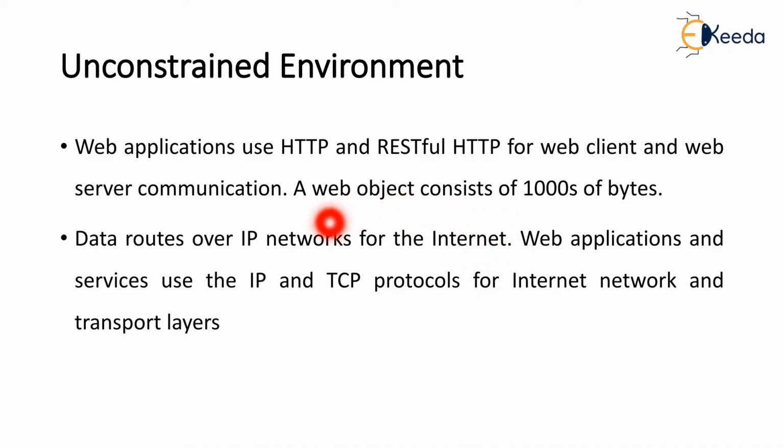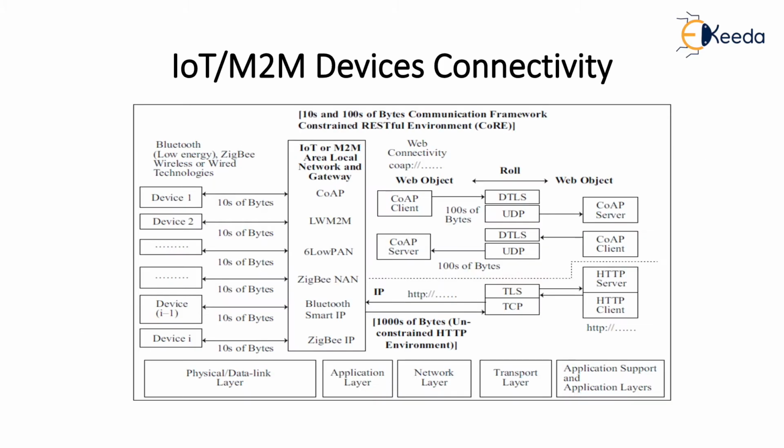So it uses the internet protocols for the internet, and web application services use the IP and TCP protocols for internet network and transport layers. So this is the unconstrained environment. So how does device connectivity take place in the IoT and M2M device connectivity?